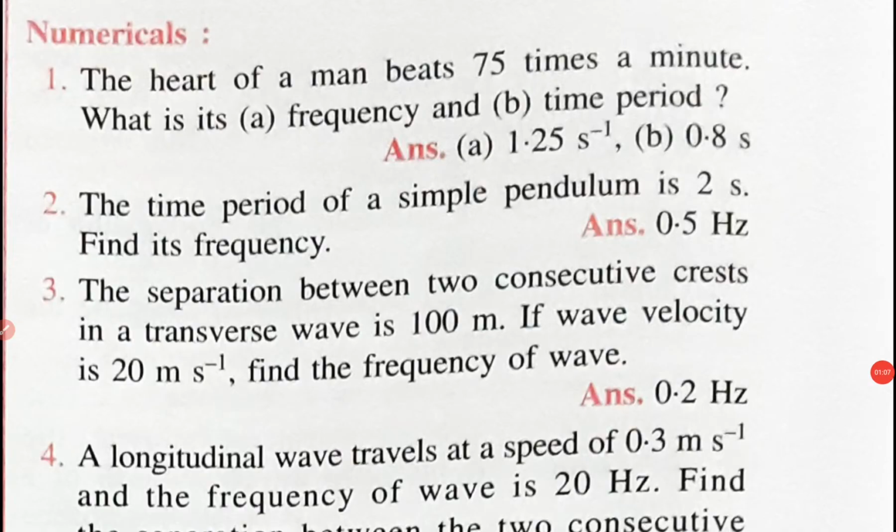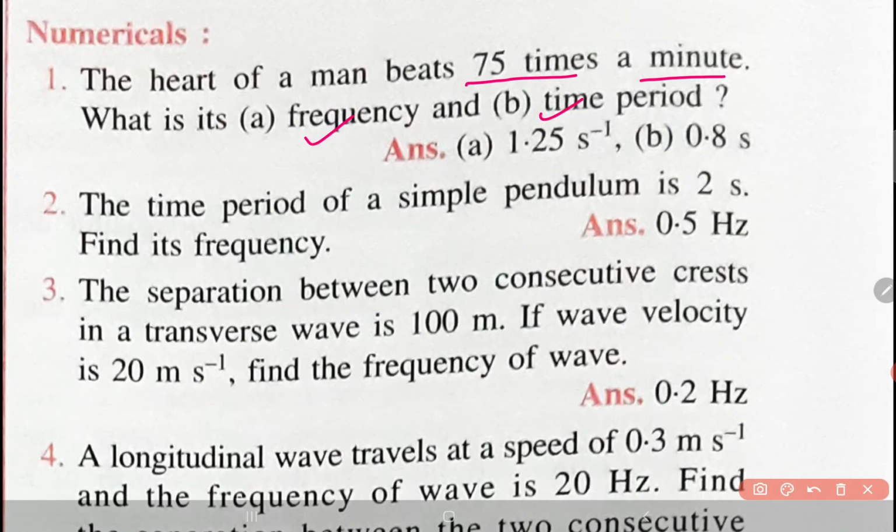So coming to the first question, the heart of a man beats 75 times in a minute. So here 75 times in a minute. What is its frequency and the time period? Here they are giving us the number of times, which can be denoted by n, in 1 minute, that is 60 seconds. So in 60 seconds the number of times is 75. So what will be in 1 second?